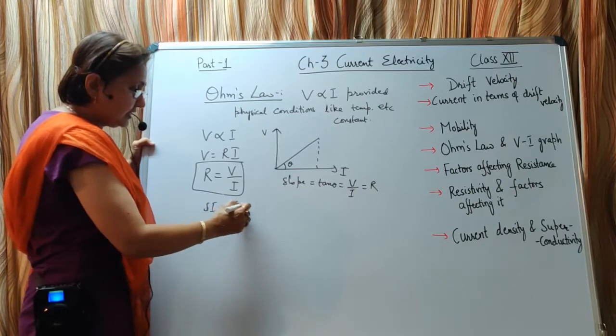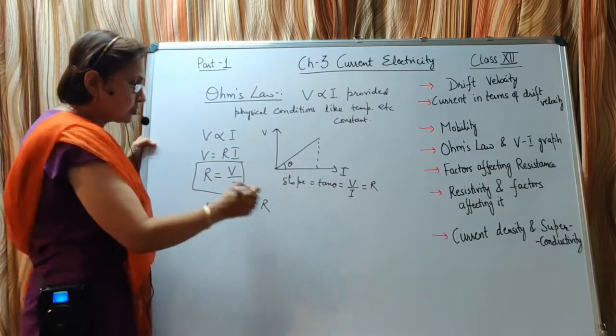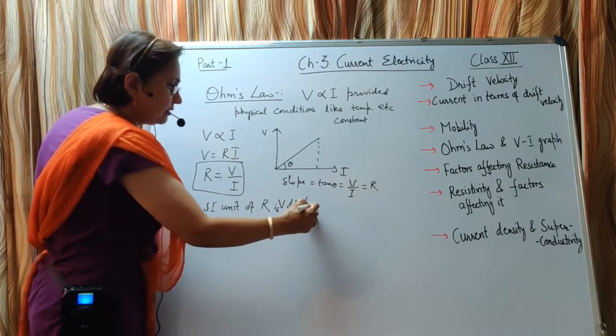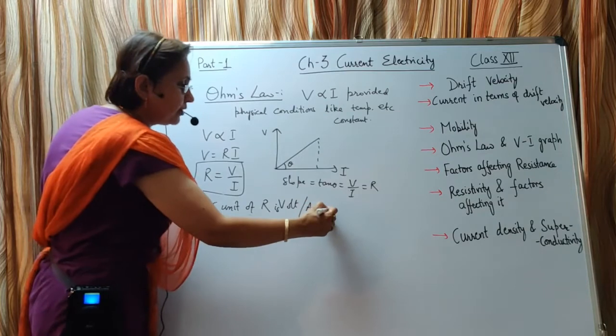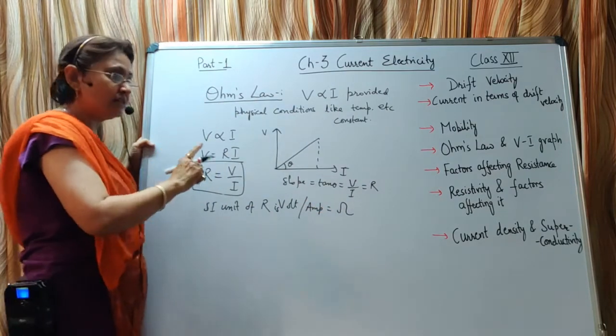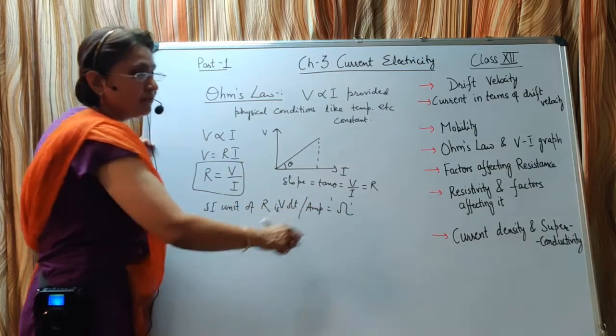Now let's study the SI unit of resistance. As it is V upon I, its unit is volt upon ampere. This volt upon ampere is taken as ohm in order to honor the scientist Ohm. So its unit is ohm, and this is the symbol for ohm.